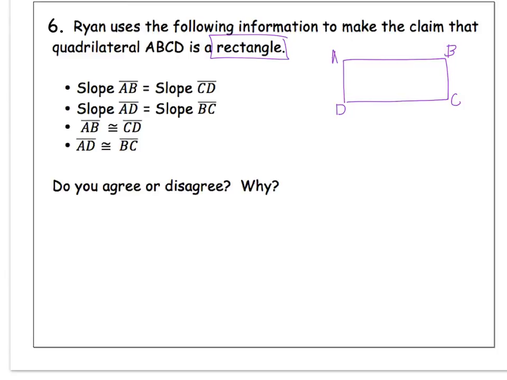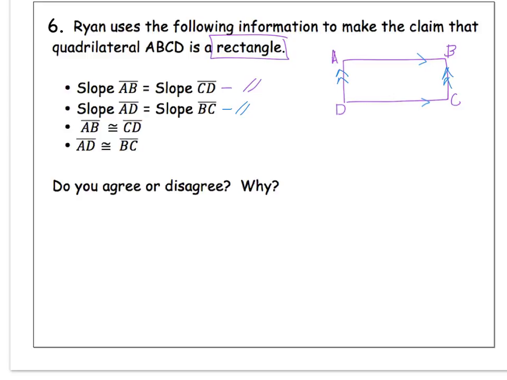So the slope of AB is equal to the slope of CD. So we're talking about AB and CD. And what do I know if slopes are equal? That means that those sides are parallel, because if they have the same slope, then they're parallel. So I'm going to go ahead and say that those two lines are parallel. I know that the slope of AD and the slope of BC are also equal, so I can conclude that those are also parallel. So far I do have two opposite sides that are parallel.